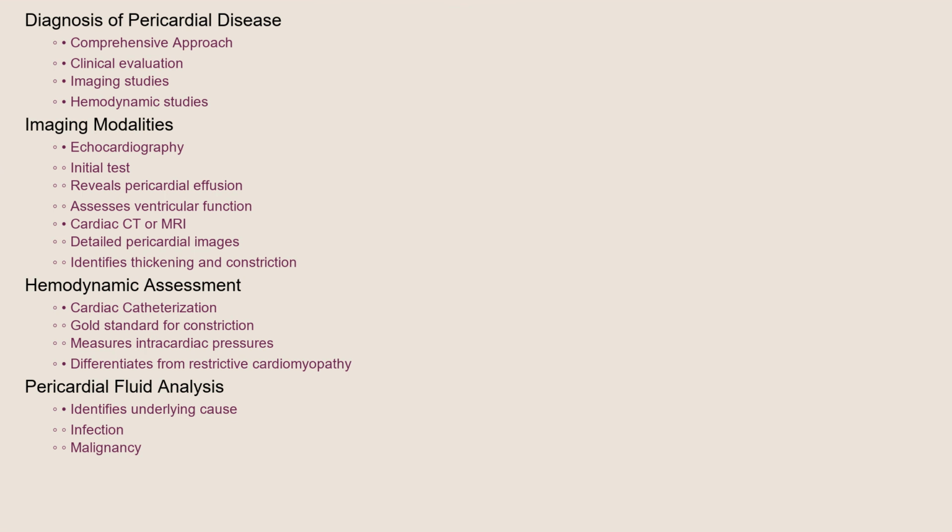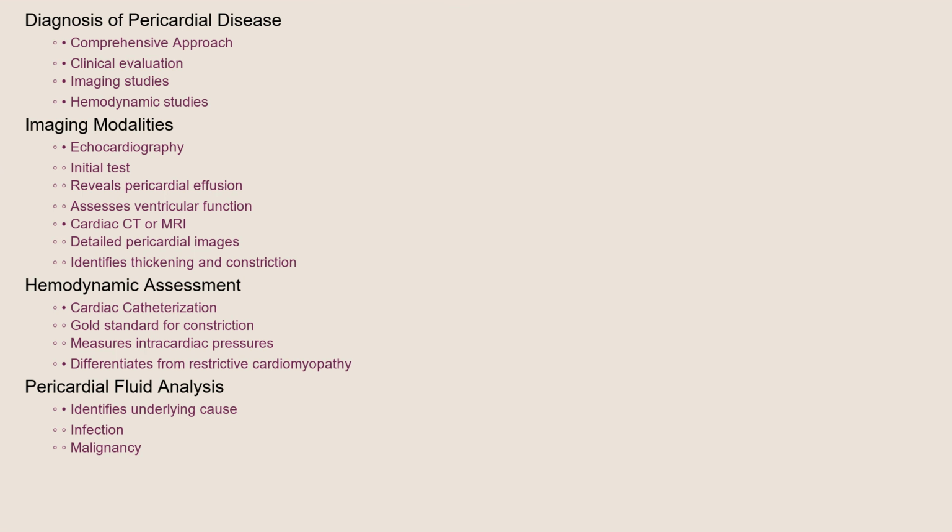Diagnosis requires a comprehensive approach that combines clinical evaluation with various imaging and hemodynamic studies. Echocardiography is usually the initial test, revealing pericardial effusion and assessing ventricular function. Cardiac CT or MRI can provide detailed images of the pericardium, identifying thickening and constriction. Cardiac catheterization is the gold standard for confirming constriction by measuring intracardiac pressures. This can help differentiate from restrictive cardiomyopathy.